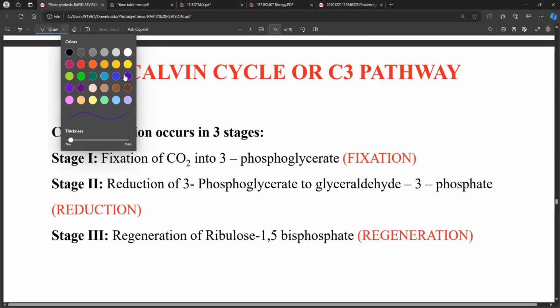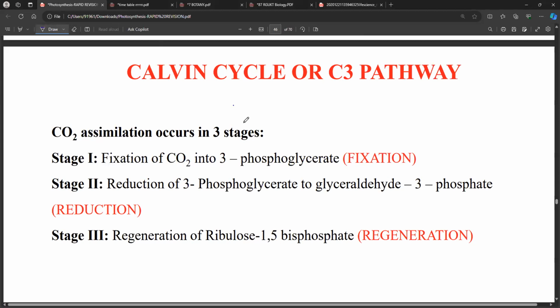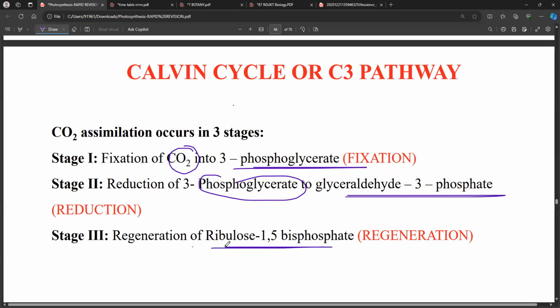So the Calvin cycle or C3 pathway occurs in three stages. One is called fixation, second one is called reduction, and the third one is called regeneration. No need to get confused, friends. You have to remember this compulsory. So we are fixing the carbon into 3-PGA, then we are reducing the 3-PGA into G3P, then finally after production of glucose, we are regenerating. Anyway, I'll explain step by step properly.